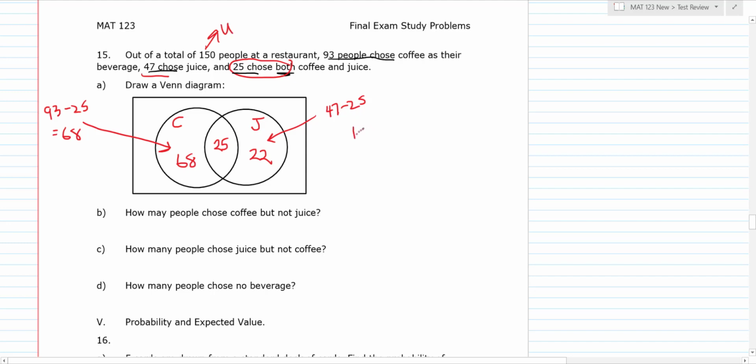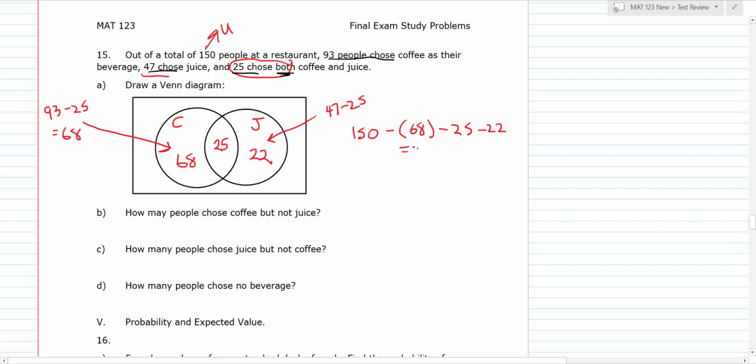So what we'd have to do is 150 minus the 68, minus the 25, minus the 22 would be what's left over. So I'm going to take my calculator, 150 minus 68, minus 25, minus 22.